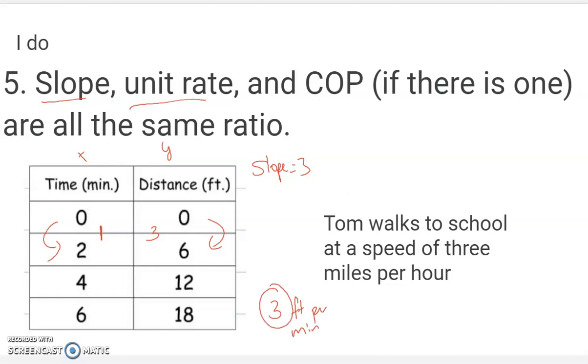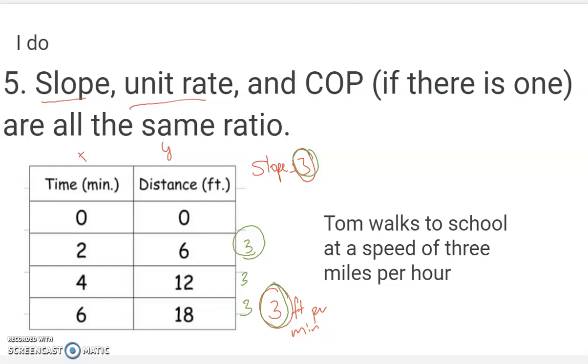Look, unit rate, slope. Constant of proportionality, remember that was we take the y to x in a proportional relationship. This is a proportional relationship. Check your y to x ratio. 6 to 2, that's 3. 12 to 4, that's 3. 18 to 6, that's 3. Look, 3, 3, 3. All of those are 3.